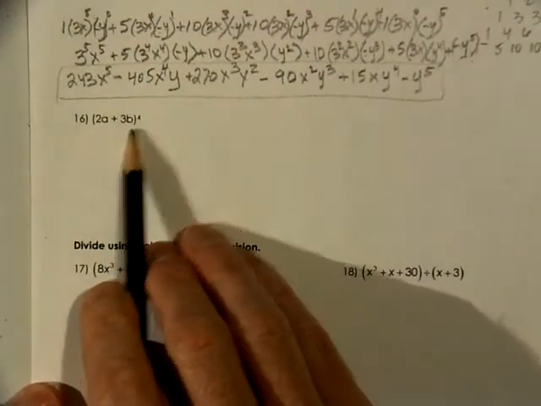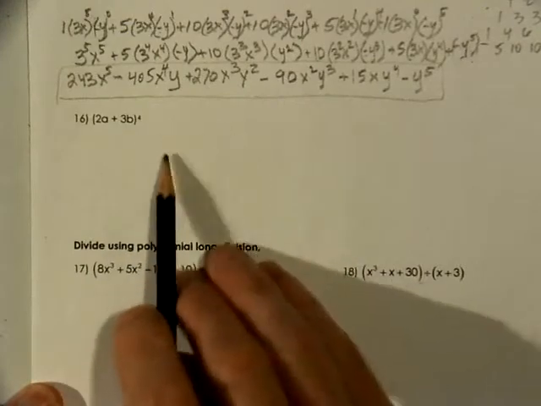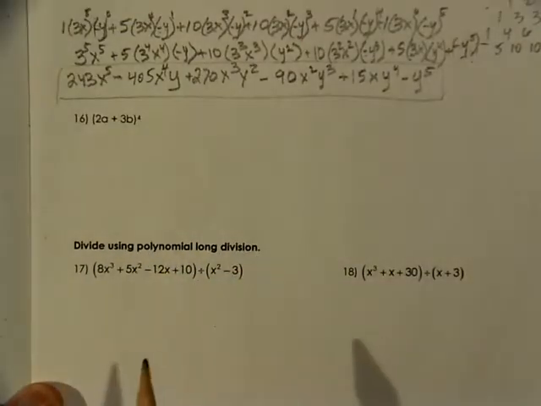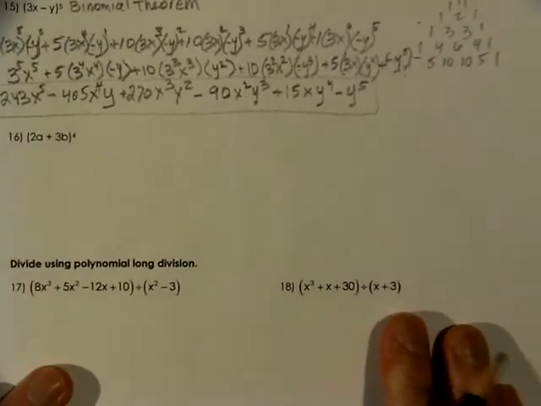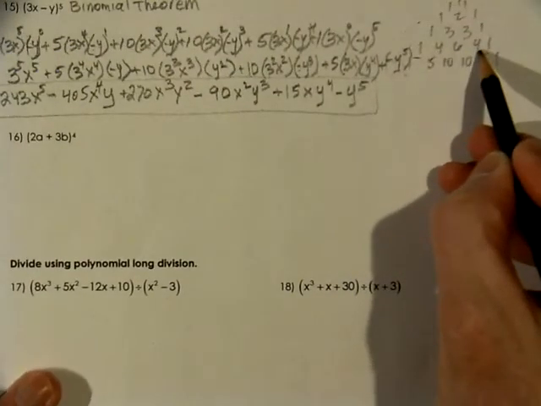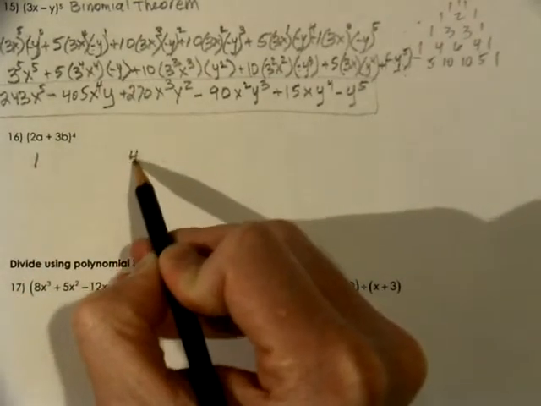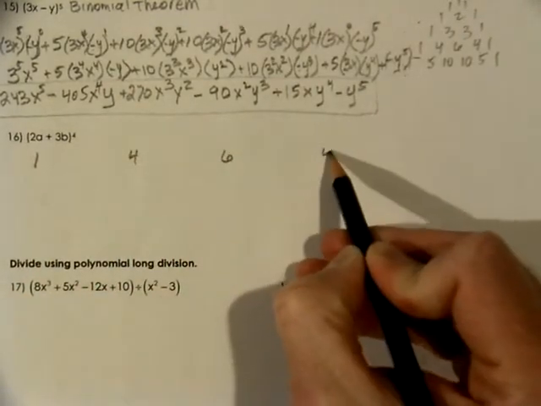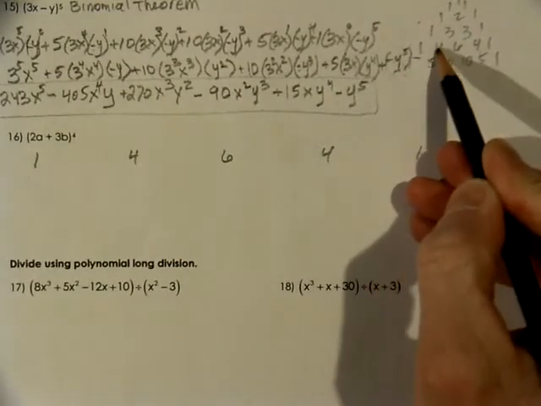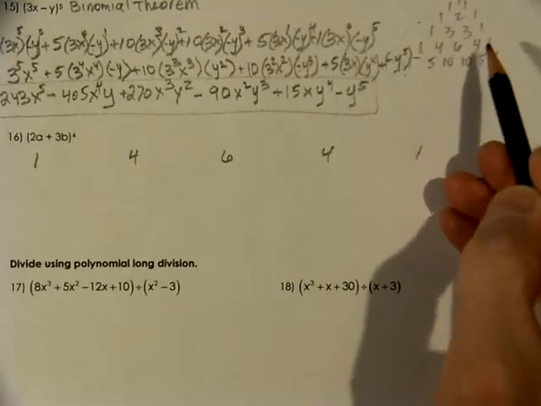You can multiply this out by writing it 4 different times and distributing all the way through every time. But let's try binomial theorem again. We're going to use the 4th row. So the 4th row is 1, 4, 6, 4, 1.